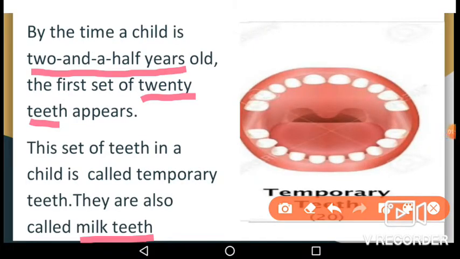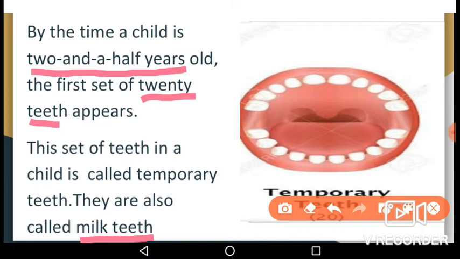The first set of teeth is temporary teeth, which is also called milk teeth or primary teeth. By the time a child is 2.5 years old, the first set of 20 teeth appears. This set of teeth in a child is called temporary teeth and they are also called milk teeth or primary teeth.